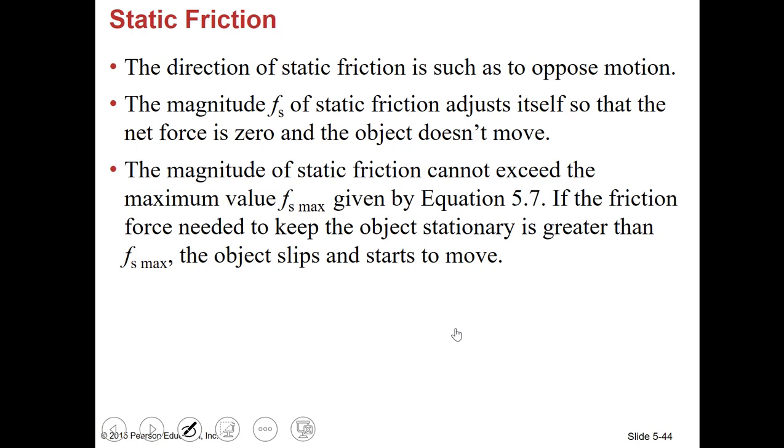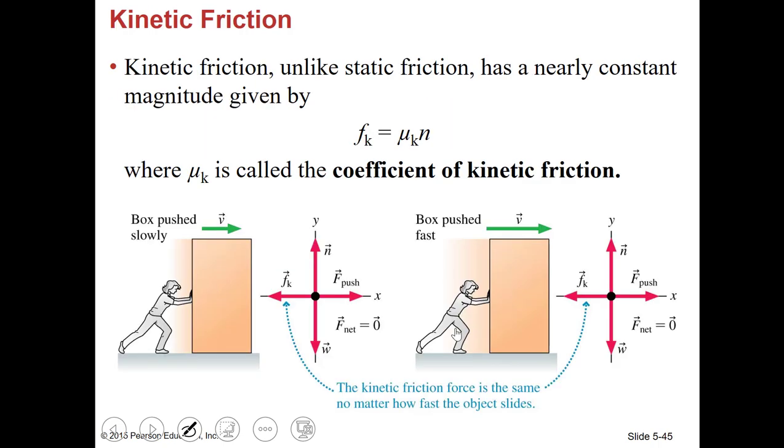Okay, so static friction is opposite the direction something's moving. It adjusts itself to how big it needs to be to keep something from moving. To figure out the maximum amount, it's equal to the normal force times mu sub s. Kinetic friction, on the other hand, is maybe a little bit simpler.